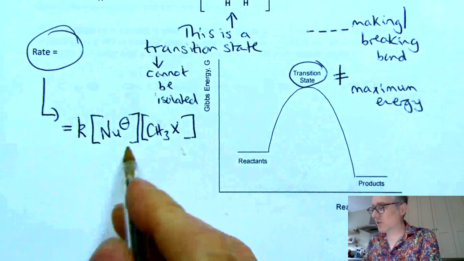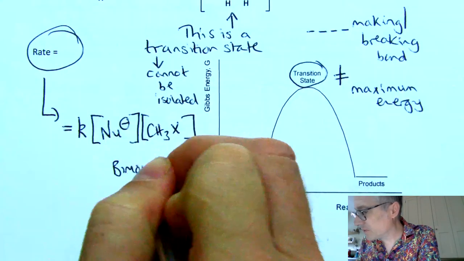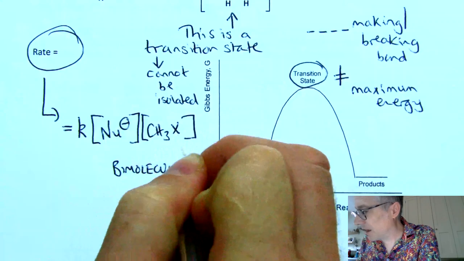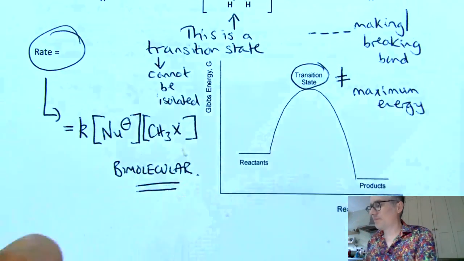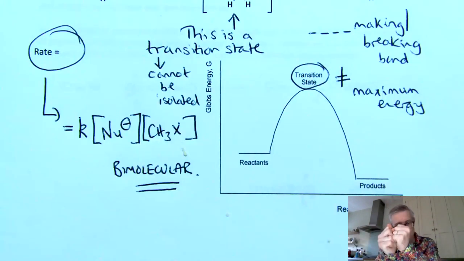So I'll note, this is what we mean by bimolecular. There are two molecules in the rate determining step. They have to come together.